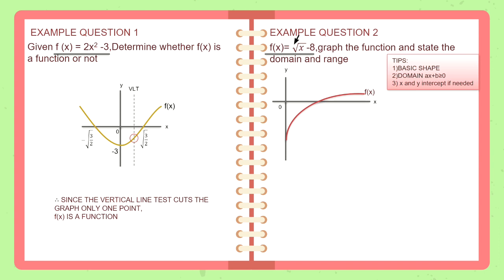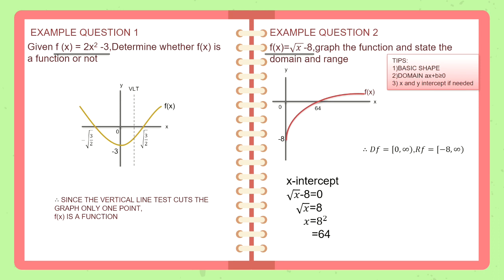Second, get the domain by using ax plus b greater than or equal to 0. So we will get the domain where x is greater than or equal to 0. And the last tip, we need to find the x-intercept and y-intercept if needed. From the graph, we see that the graph crosses only at the x-axis. Then, we need to find the x-intercept. We substitute y equals 0 and we will get x equals 64 and plot it in the graph. So the domain will be 0 to infinity and the range is -8 to infinity.